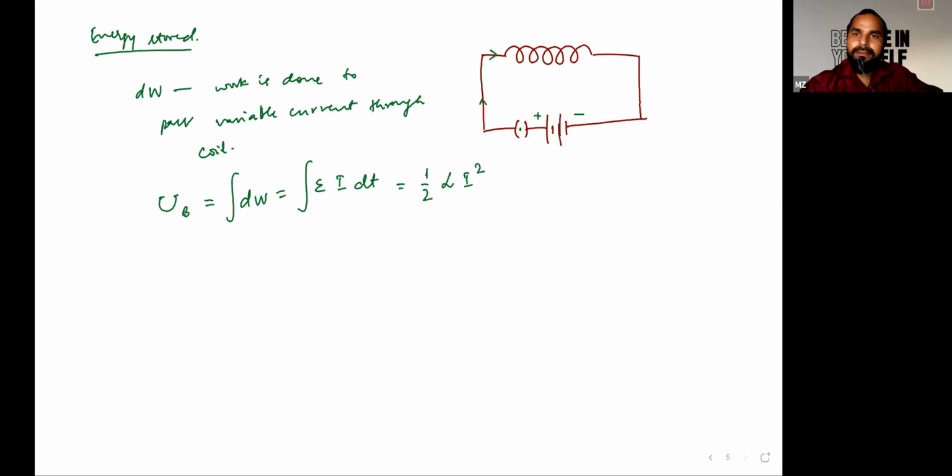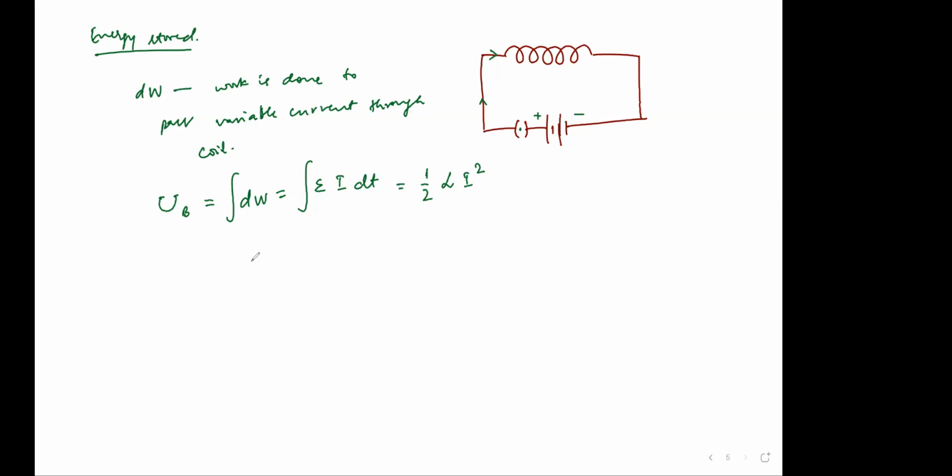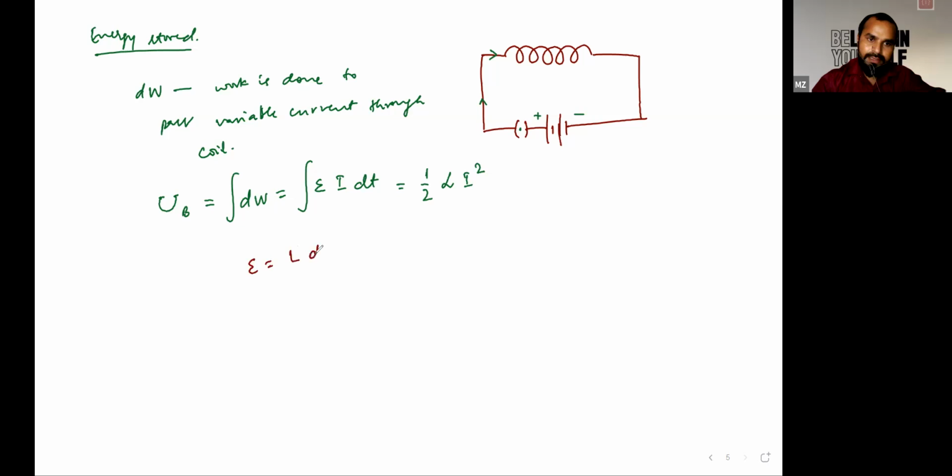Is it clear? I have just put EMF equals L di over dt. In this situation, dt and dt would cancel out, so we are left with I di. On integrating, it becomes I squared upon 2. Answer: half L I squared.